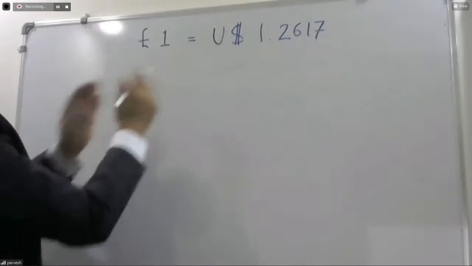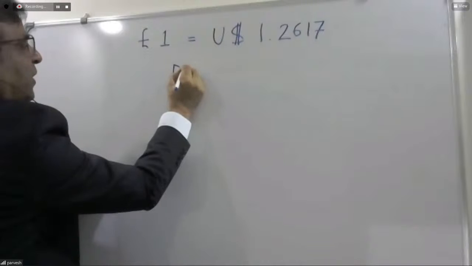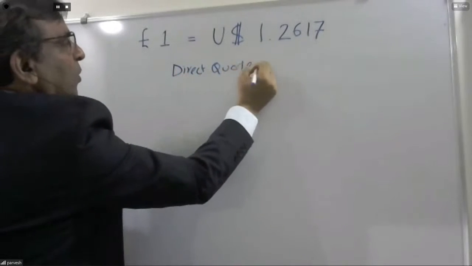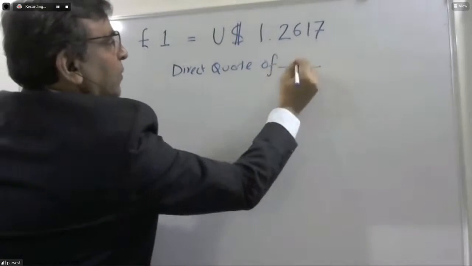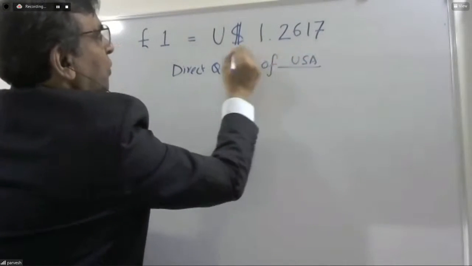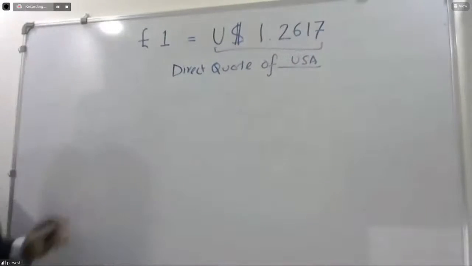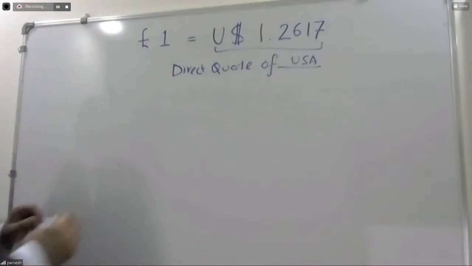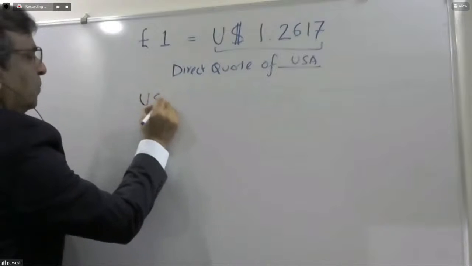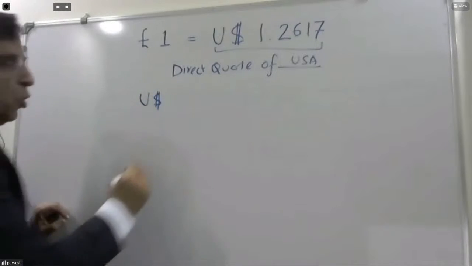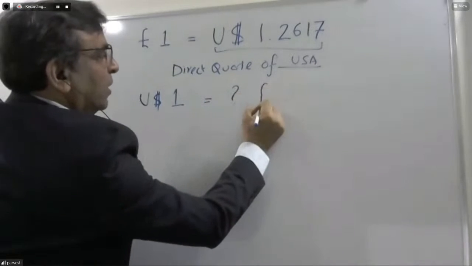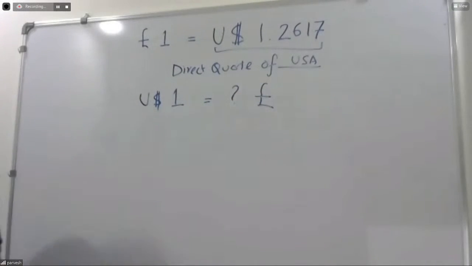So this is a direct quote of which country? Direct quote of USA. How do you know that? We look at this. This is the direct quote of USA for buying £1. Now we want to convert this into an indirect quote. Which means how much would $1 US cost in terms of pounds? So I need to calculate the value of this. So can you answer it?